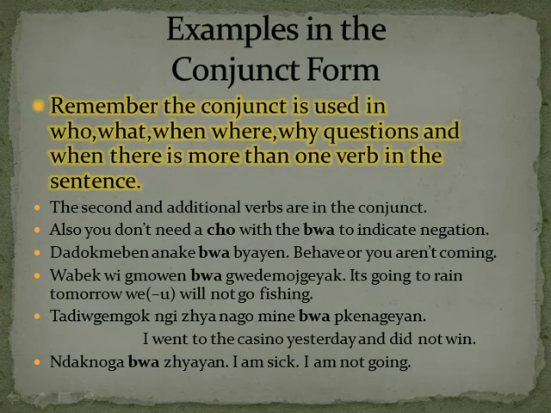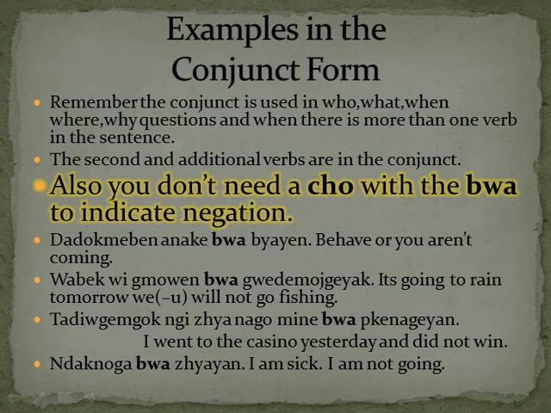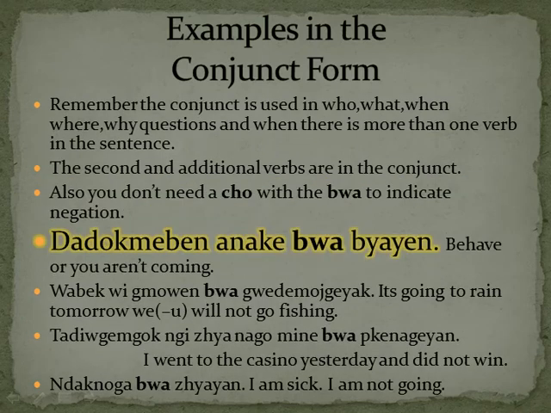Remember, the conjunct is used with who, what, when, where, why questions, and when there's more than one verb in the sentence. The second and additional verbs are in the conjunct. Also, you don't need a cho with the bawa to indicate negation. Dadok mabin anake bawa biayin. Behave, or you aren't coming. Dadok mabin is telling somebody to behave. Anake, or the bawa indicates the negation and changes the verb into a negative verb. Bia is the verb to come. Yin means you.